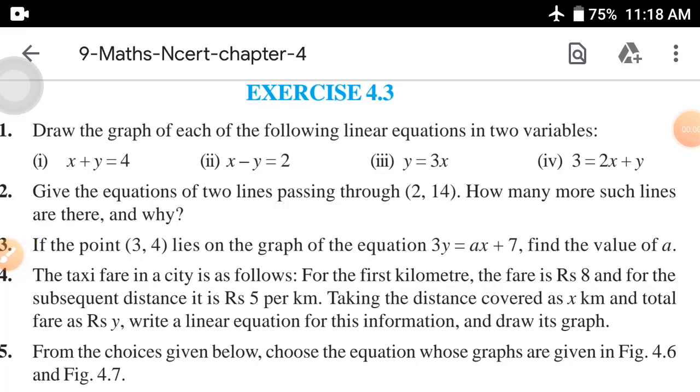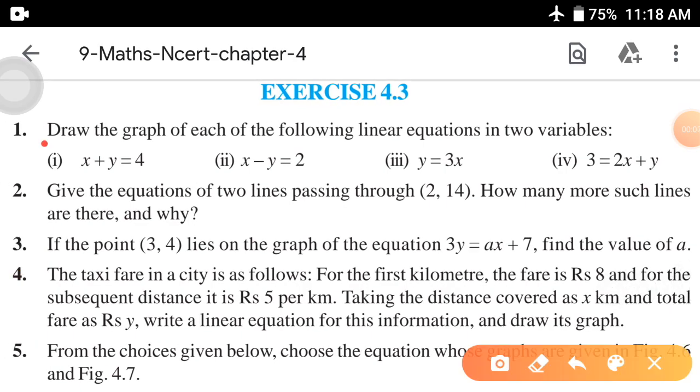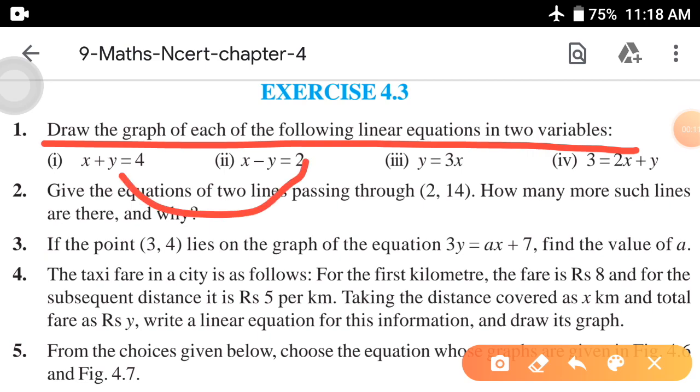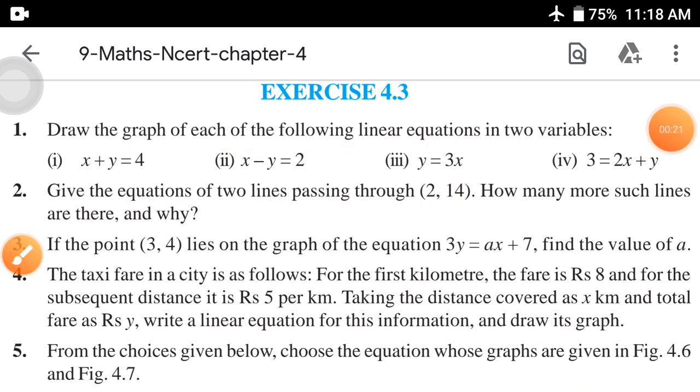Exercise 4.3 of class 9th. Question number 1. Draw the graph of each of the following linear equations in two variables. There are some linear equations in two variables and we have to draw the graph of all these equations. I will explain one and the rest you will do yourself. So see how we will do it.